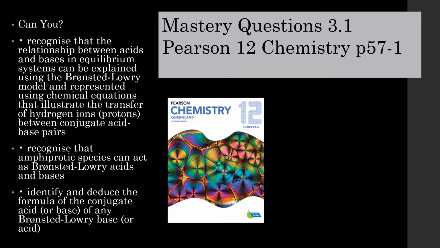So can you recognise the relationship between acids and bases, and equilibrium systems can be recognised or explained by the Bronsted-Lowry model. We can use those chemical equations to illustrate the transfer of hydrogen ions, protons, between those conjugate acid-base pairs, and recognise that the amphiprotic species can act as Bronsted-Lowry acids and bases, and identify and deduce the formula of the conjugate acid or base of any Bronsted-Lowry base or acid. When you've done that, have a go at the mastery exercises, please.